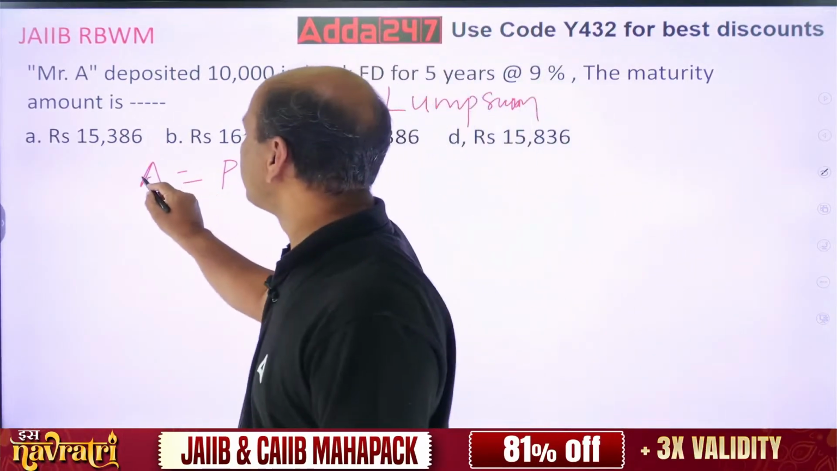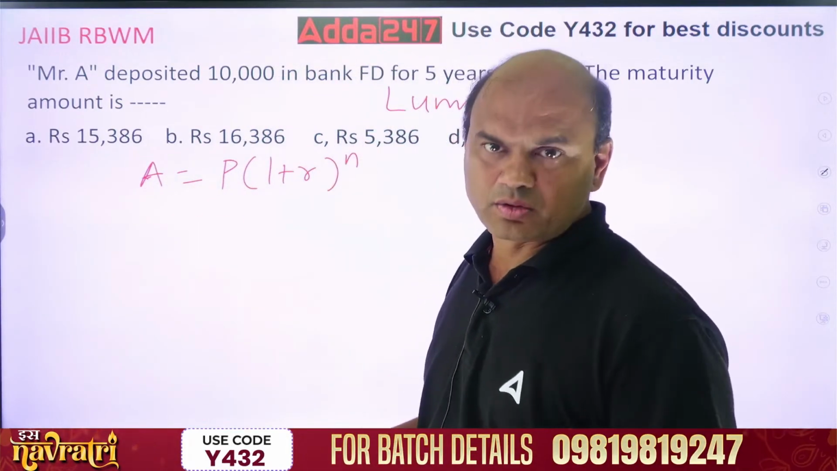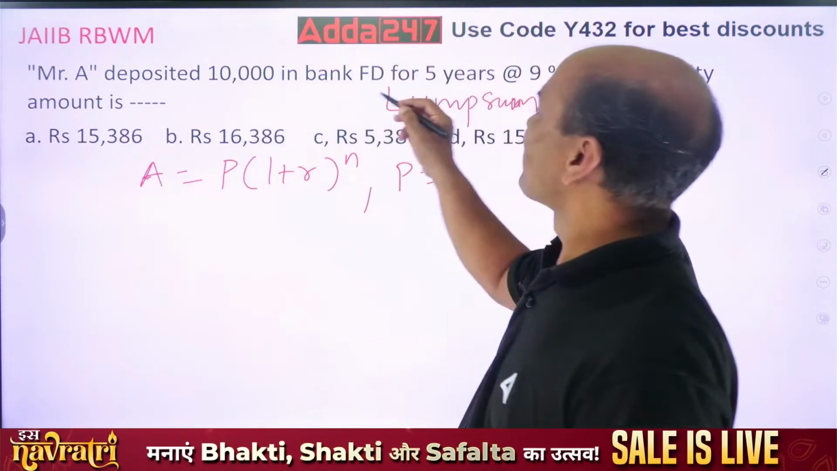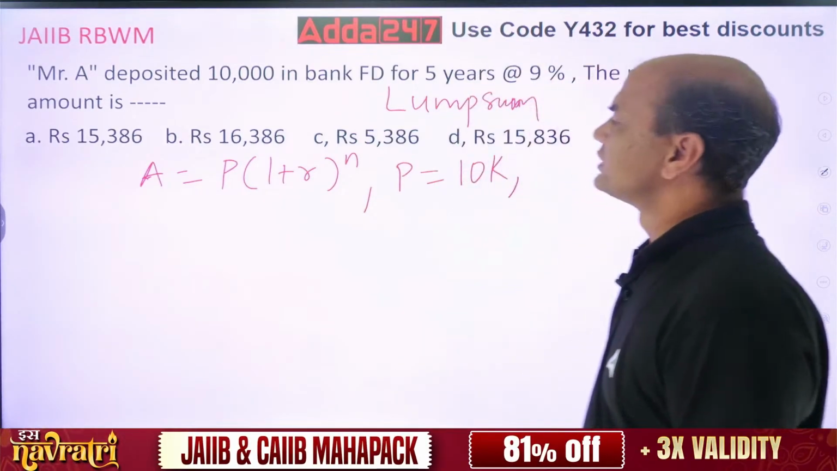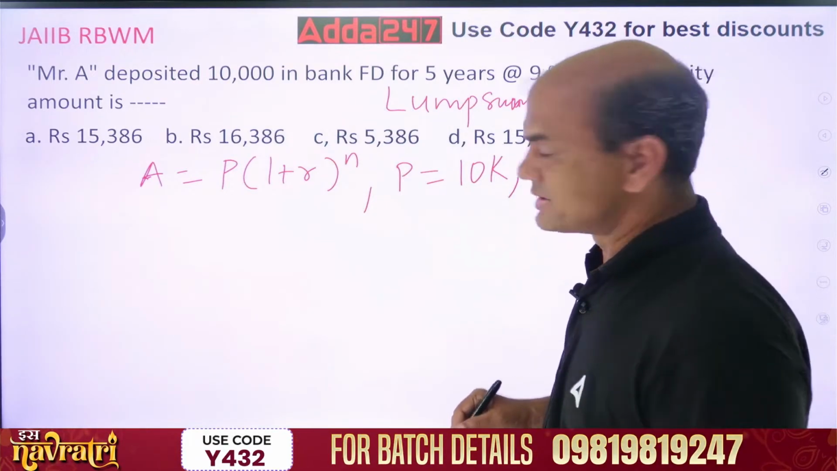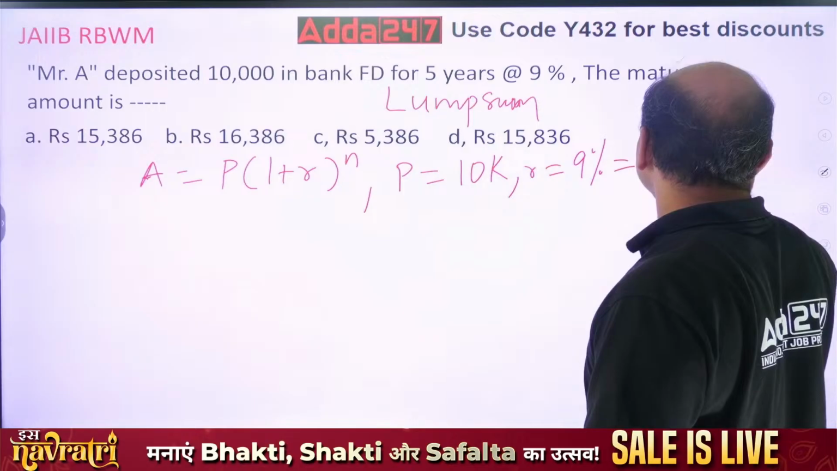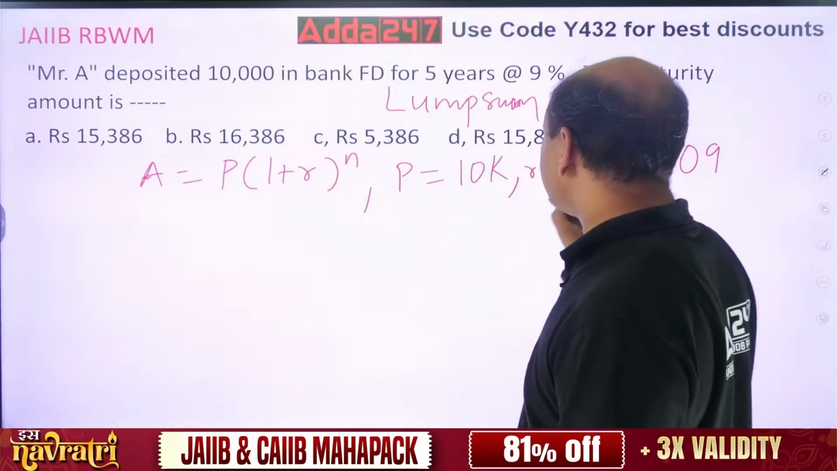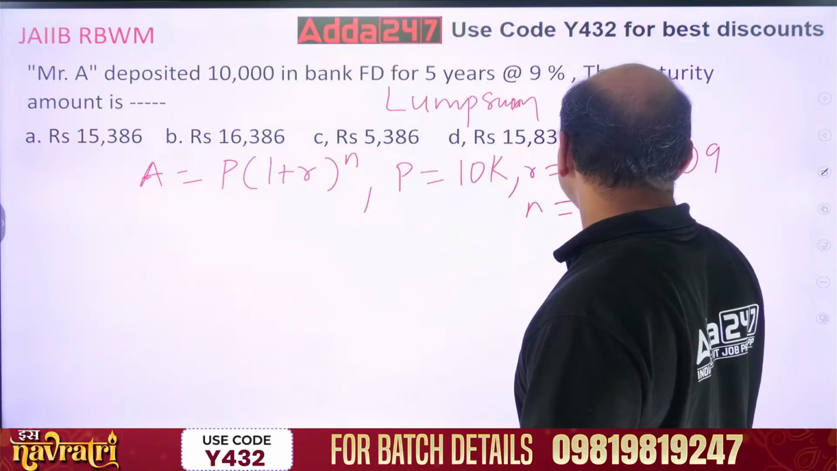A is the amount which you get at the end. P is what you invest right now. So in our case, P equals 10,000. R equals 9%, so make it in terms of 100, remove the percentage: 9% equals 0.09, divided by 100. N is given as 5 years, so N equals 5 years.